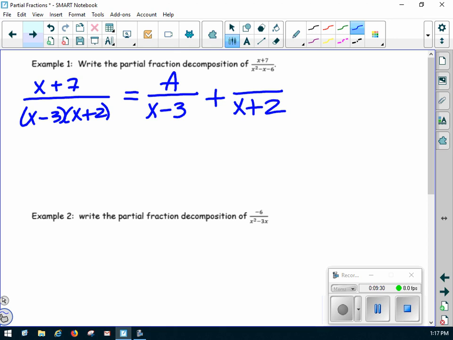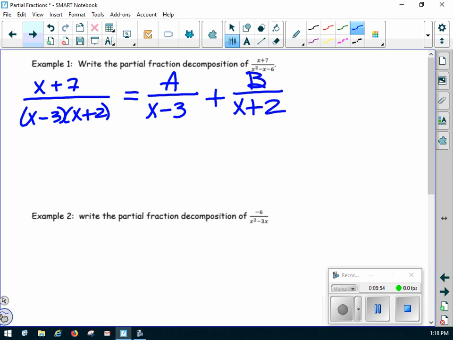X plus 2. Constant, linear, quadratic? What is it? Linear. So your numerator will be constant. You'll figure that out in just a minute. I can't use A because I've already used it, so I'm just going to use B. Folks, if you can get to this step right here, the rest of it's cake. All right?